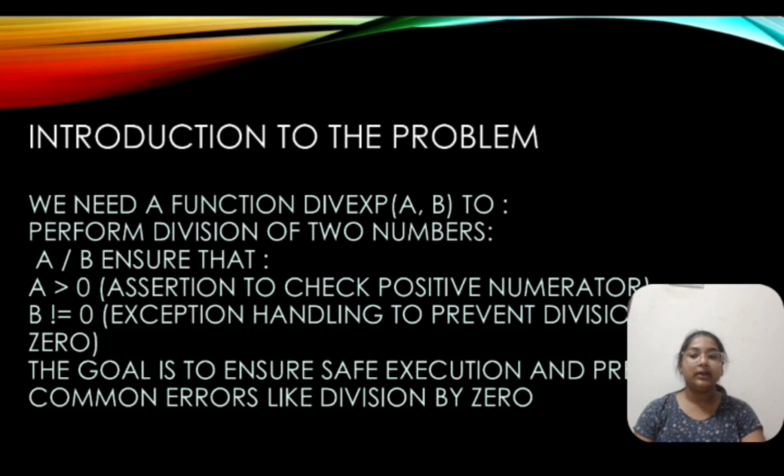First, let us see the introduction to the problem. First, we need a function divx, that is a comma b, to perform division of two numbers, that is a comma b. We have to ensure that a should be greater than 0, assertion to check positive numerator, and b should not be equal to 0, exception handling to prevent division by 0. Next, the goal is to ensure safe execution and prevent common errors like division by 0.